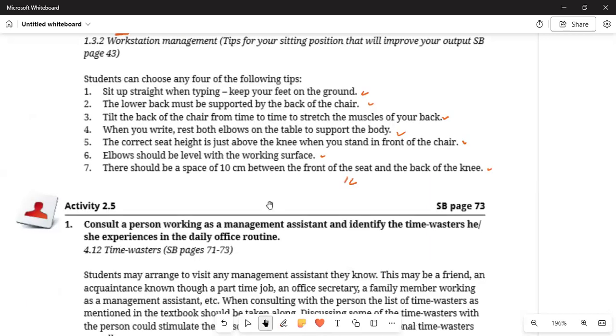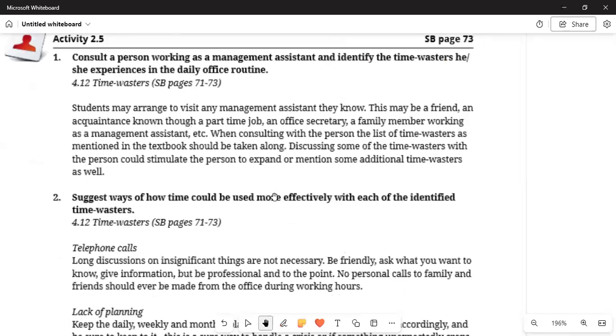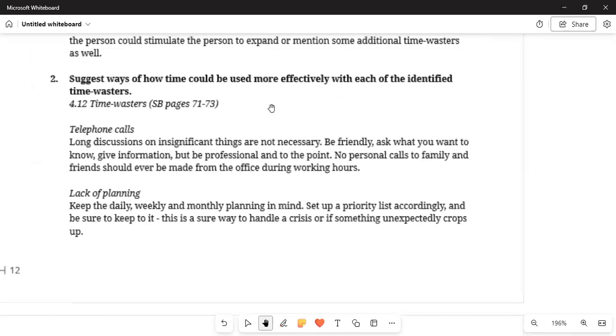And then if we are moving on again, we can be asked this question: suggest ways on how time could be used effectively with each identified time waster. Number 1, telephone calls. Long discussions on insignificant things are not necessary. Be friendly, ask what you need to know, give information, but be professional and to the point. No personal calls to family and friends should ever be made from the office during working hours.